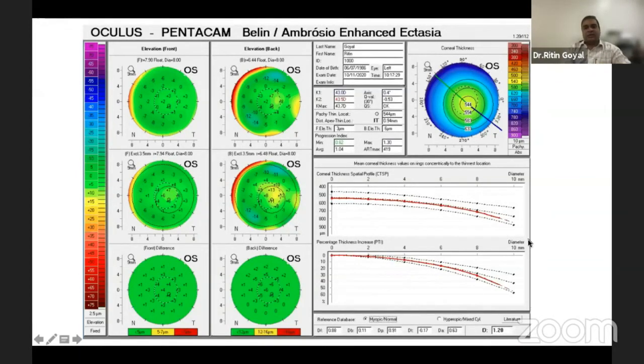Belin-Ambrosio Enhanced Ectasia Display is a really smart tool. It does all its calculations based on the thinnest pachymetry location. It looks at the point of the thinnest cornea, and it assumes that cases of early ectasia will show the maximum change in this area. It takes front elevation maps excluding a 3 millimeter area around the thinnest point and including it, and gives you a difference map. Essentially it's telling you if the front elevation is something to be concerned about. If it's green, it's all right. If it's yellow, it's borderline, and if it's red, then there's something significantly wrong. The same applies to back elevations as well.